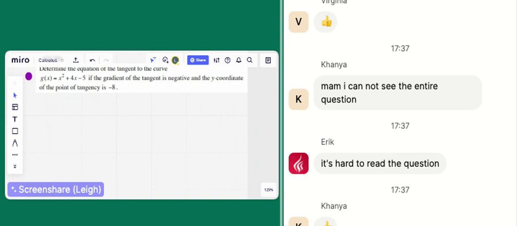So it says determine the equation of the tangent to the curve g of x equals x squared plus 4x minus 5 if the gradient of the tangent is negative and the y coordinate at the point of tangency is equal to negative 8.